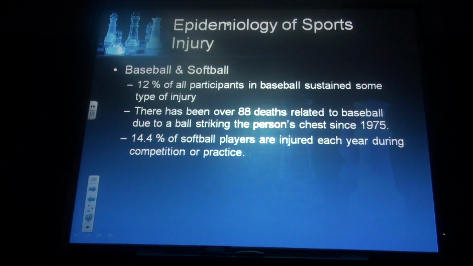Baseball and softball: 12% of all participants in baseball sustain some type of injury. There's been over 88 deaths related to baseball due to a ball striking the person's chest since 1975. That's related to balls hitting in the chest and hitting at just the right time in the middle of the batter's chest, and it hits the rhythm right in the heart and causes the heart to fluctuate and then stop. 14.4% of softball players are injured each year during competition or practice. So softball players do get hurt. A lot of what I see sometimes is people not paying attention and getting whacked by a softball, but other things can happen too.